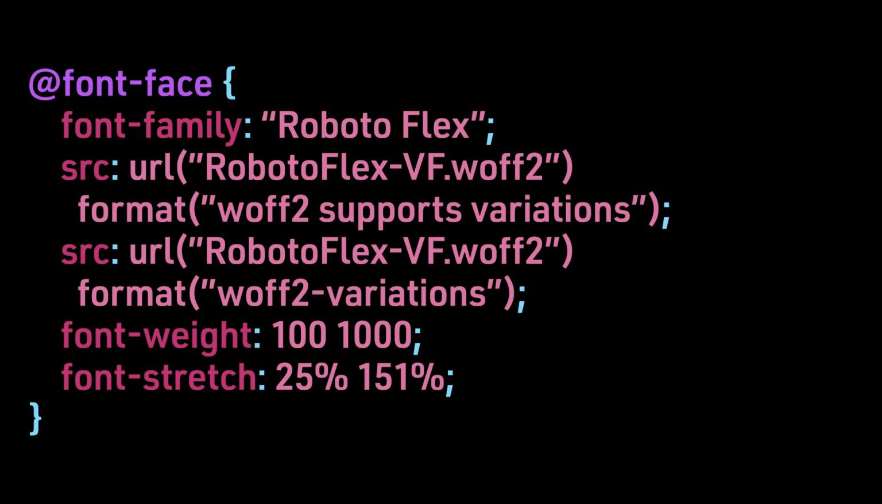You can see that there are some differences from what we have been learning. Since variable fonts are new, they are not fully supported. The format WOFF2 variations is current, but will be deprecated, while WOFF2 supports variations is a future format. Two numbers are indicated for font weight and font stretch, since you should indicate the range of supported weights and percentage of stretch. When using a variable font, you will want to indicate the amount of stretch you desire.